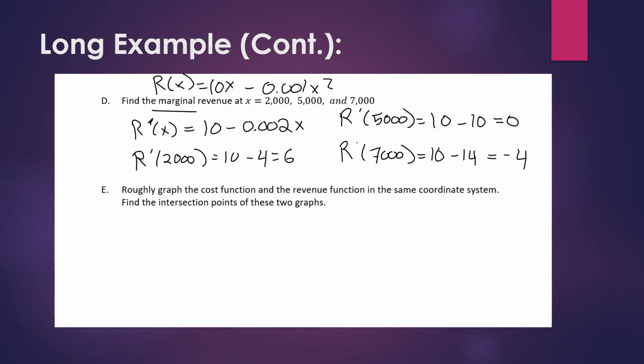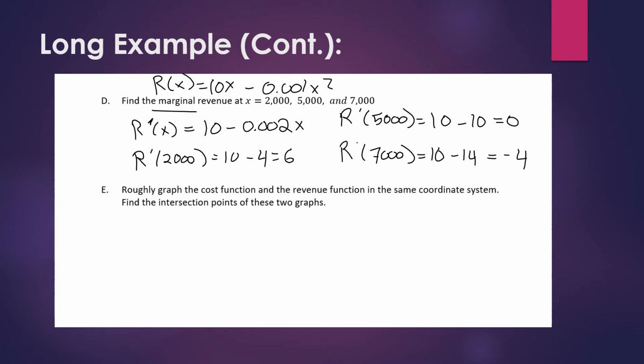If we look at R prime of 5,000, we get an increase of 0. So at that point, would you want to increase production, keep production the same, or lower production? And at 5,000, if my next unit is going to bring me another $0, in that case, it's not worth making another unit. I would want to halt production.